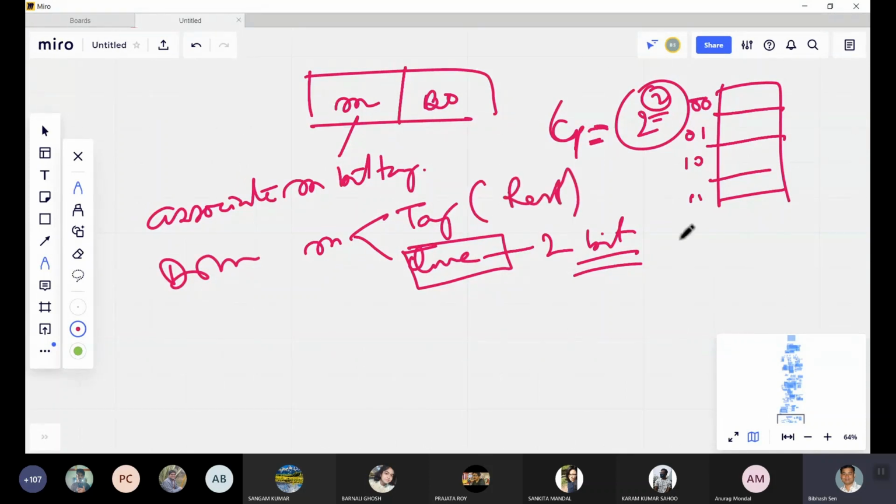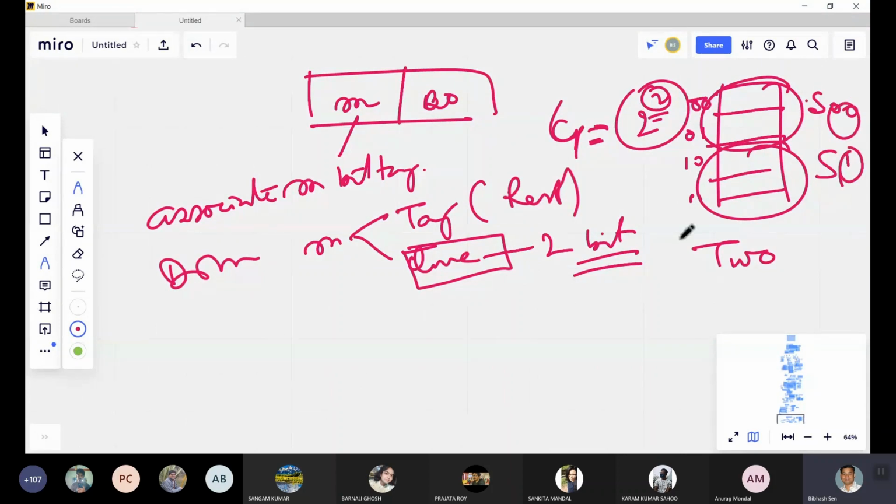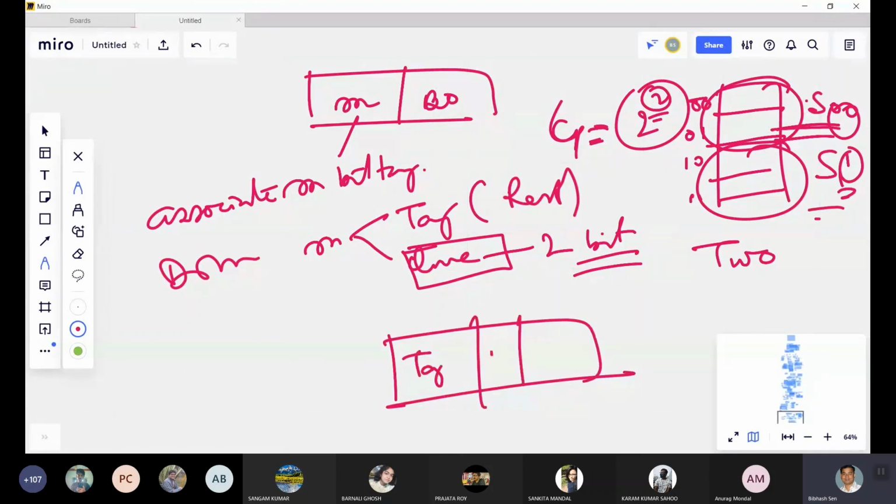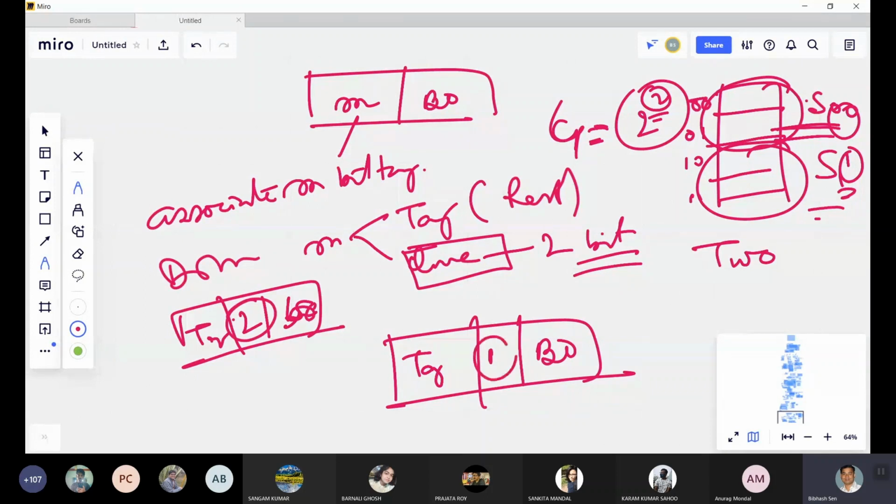Now in set associative, these 2 become one set, set 0, and these become set 1, so 2 sets. Now for 2 sets, any 1 bit is sufficient. If 0, this set will be selected. If 1, the other set. So at that time you have the tag bits and 1 bit for the set, and this is the block offset. In the earlier case of direct memory, 2 bits for the cache line and the tag, and there is the block offset. Now it is 2 bits, and here it is 1 bit.